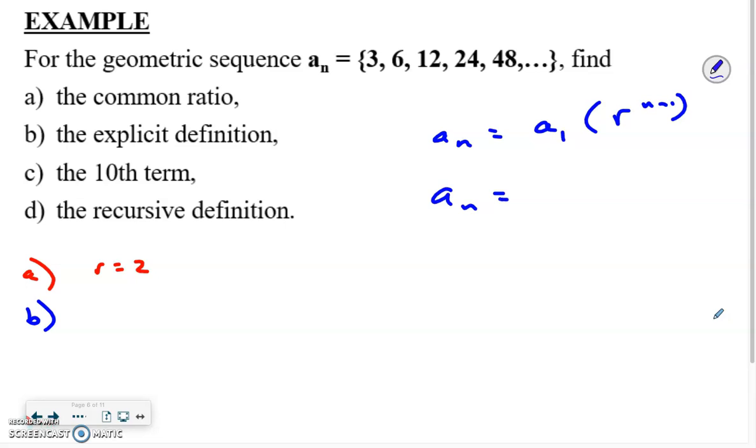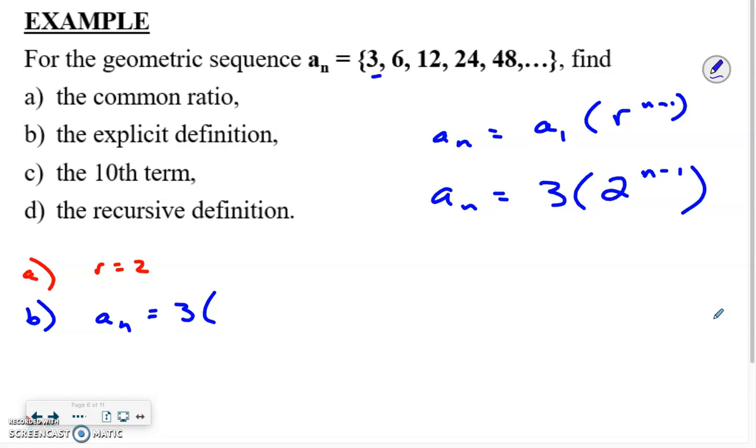So what is A1 in our sequence? 3 times, what is R again? 2 raised to the n minus 1. So when I multiply here, we're going to call that 6 times, or raised to the n minus 1. Is that how that works? Still no. Still have to follow the order of operations. Not how that's going to work.